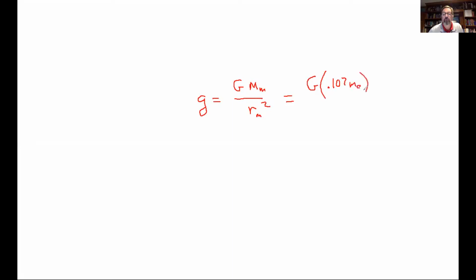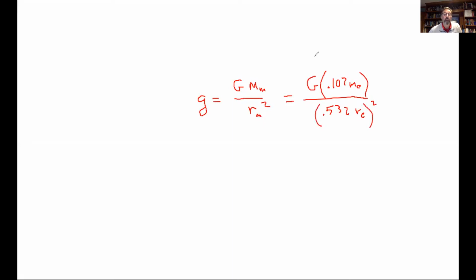And this is kind of a slick trick, but these are the kinds of things that make your life easier if you can learn to do them. And now the radius is 0.532 radius of Earth, and all of that is squared.